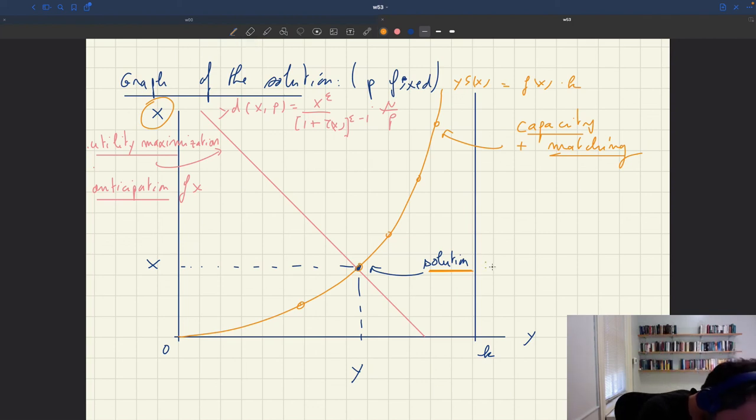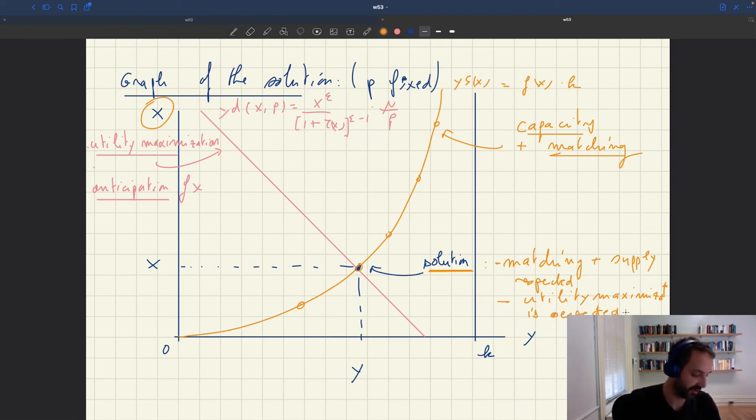So at the solution of the model, the tightness is such that the amount that's traded given the matching process is equal to the amount of services that maximize utility, given that the tightness is correctly anticipated by the household. So at the solution, the matching process is respected. Of course, that's always the case, but furthermore, utility maximization is respected as well.